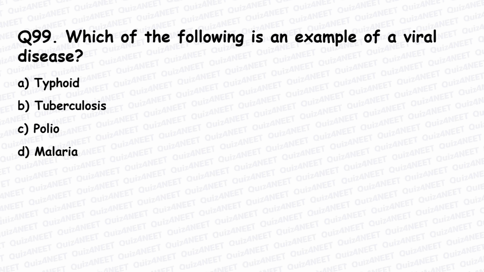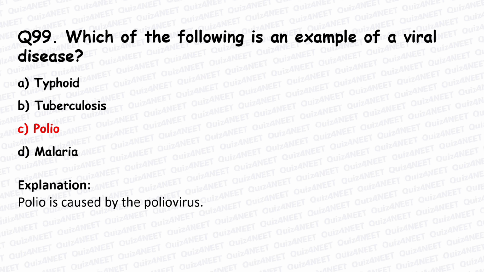Q99, which of the following is an example of a viral disease? A, typhoid, B, tuberculosis, C, polio, D, malaria. Answer: C, polio. Polio is caused by the polio virus.